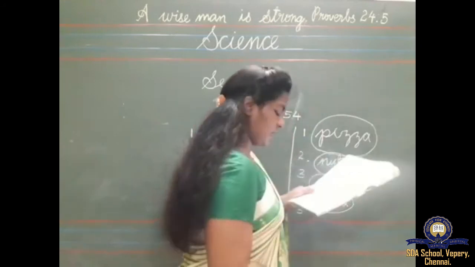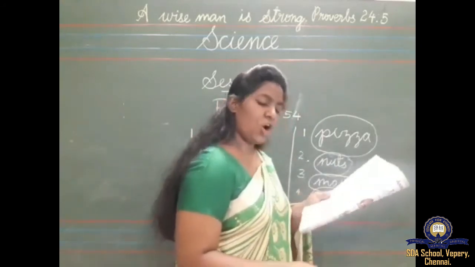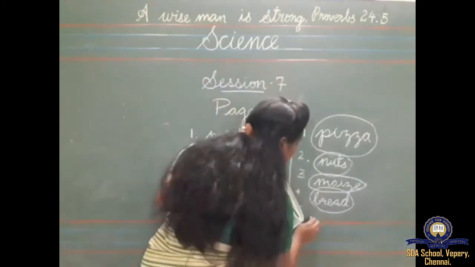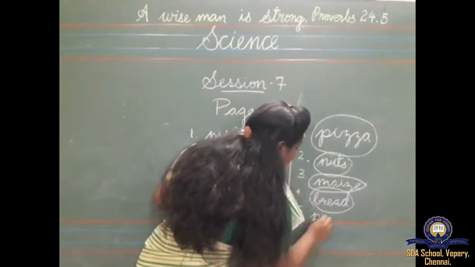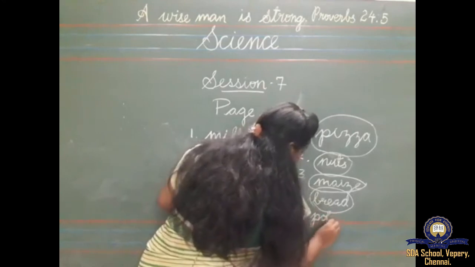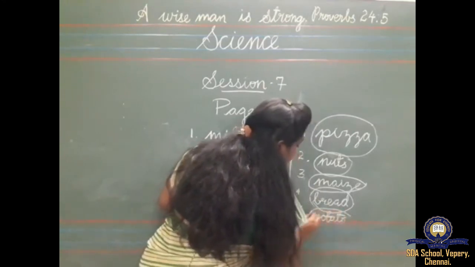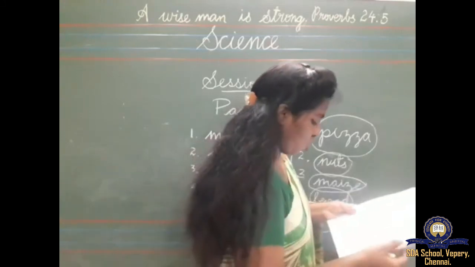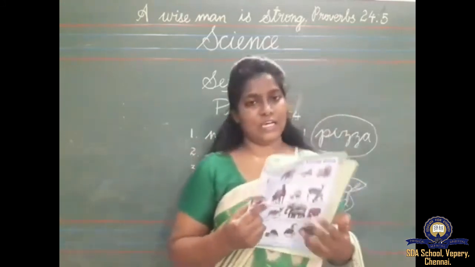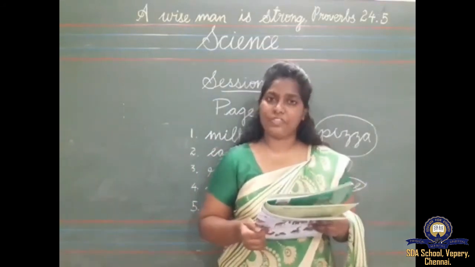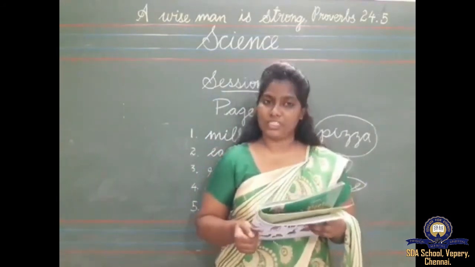What is the fifth one? Potato or sweet? It's a potato. What is the spelling of potato? P-O-T-A-T-O. Potato. Circle the word potato. Today we have completed page number 52 and page number 53.